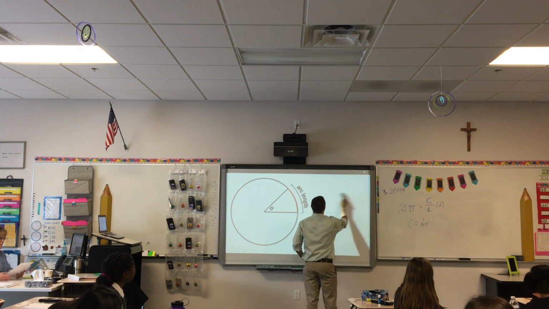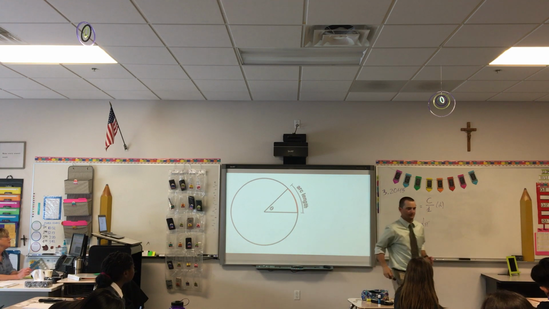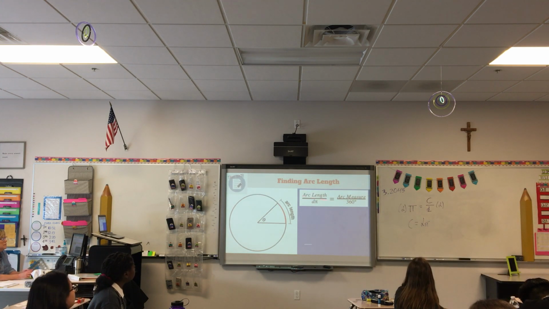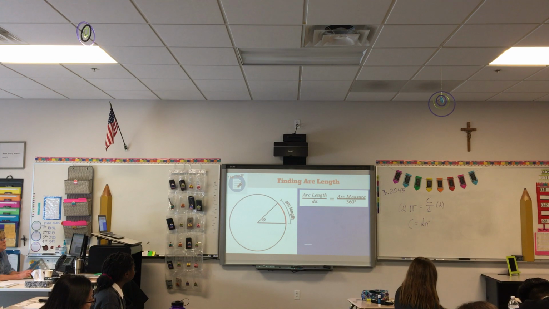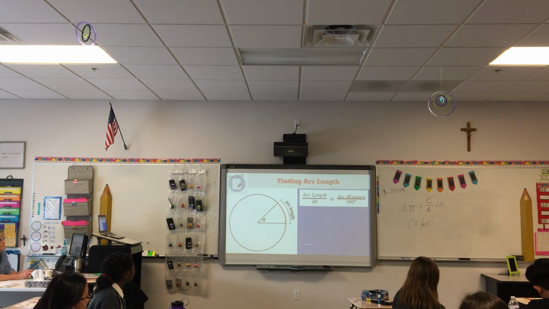So if I just want to find a section or a part of the circumference, I can do that now. I'm just going to take the part, the arc length, put it over the whole arc length, which is my circumference, and set that equal to the arc measure, which is my angle, over the whole arc measure, which is 360.